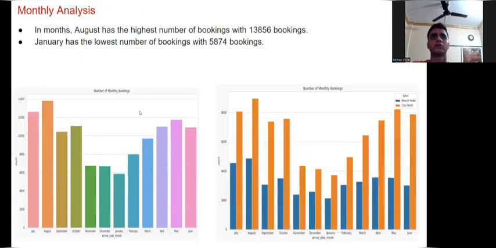Monthly analysis. To see the monthly analysis, August has the highest number of bookings, counted to be 13,856. And the month of January has the lowest, with around 5,874 bookings.